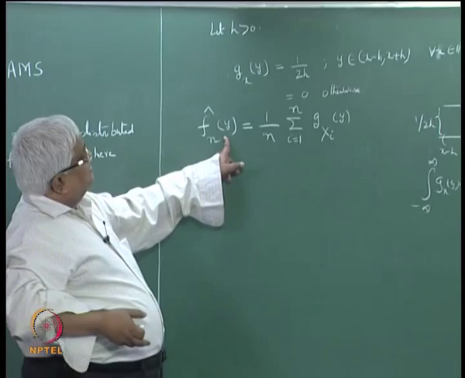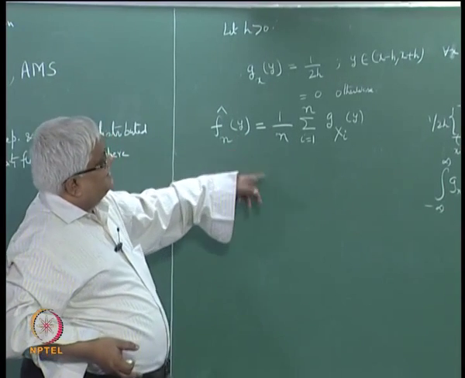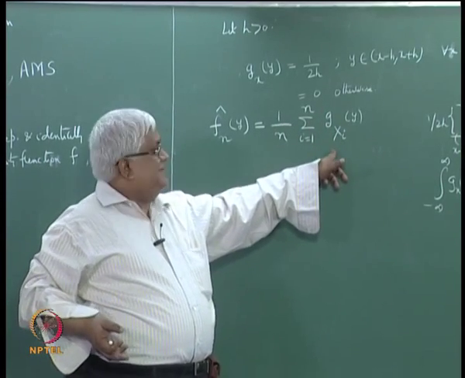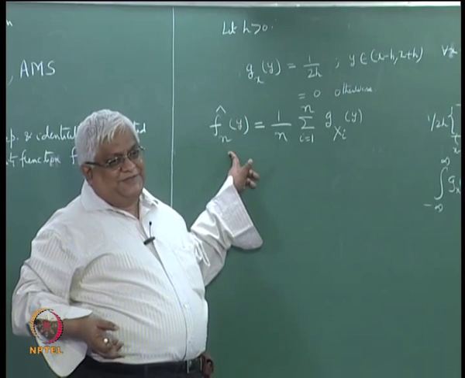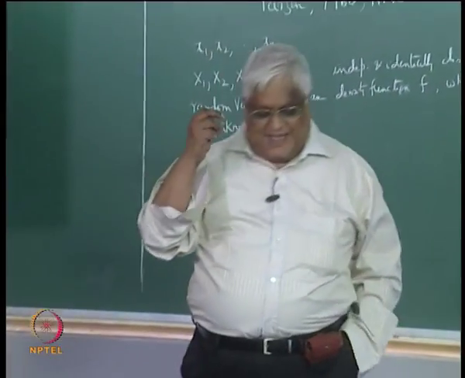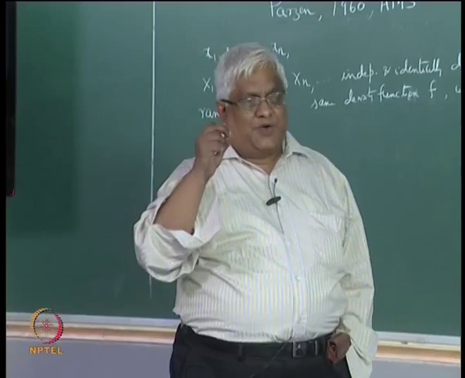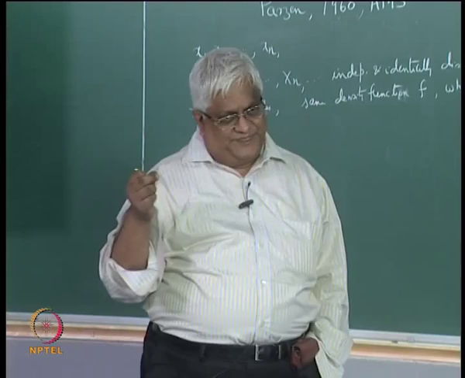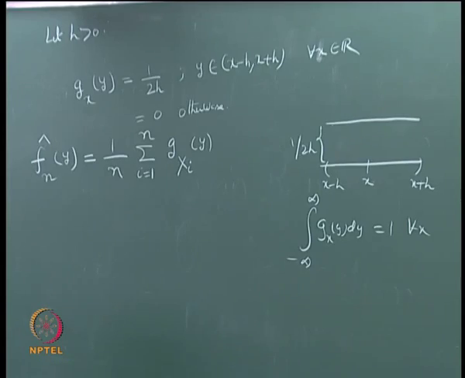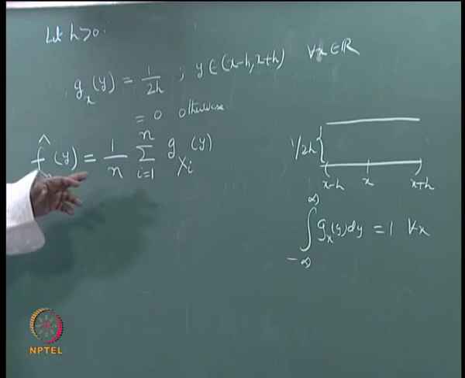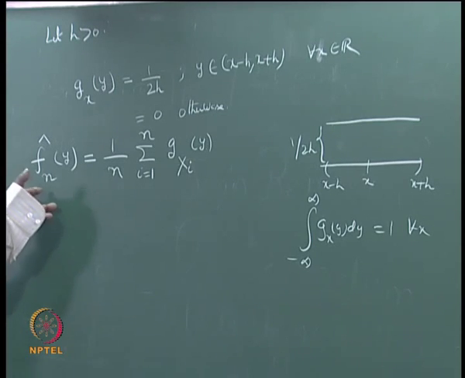Now what about the integration of this? This is the average of these, and each integral here is 1. So what is the meaning of that? What are the properties of densities? A function f is said to be a density function when f of any y is greater than or equal to 0 and the integral is 1, and the integral here is 1. It does not matter what x you take, the integral is 1. So this is actually a density function.